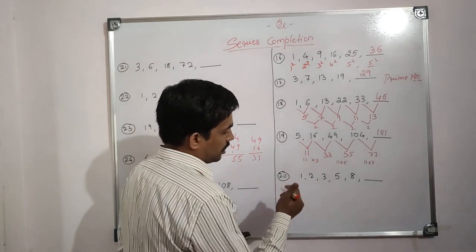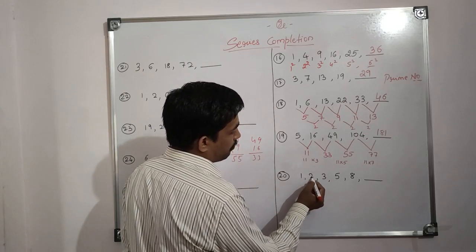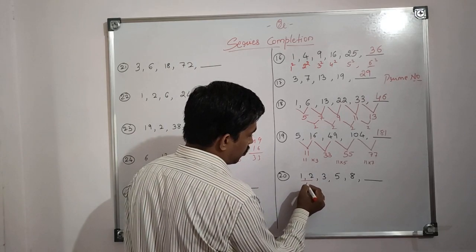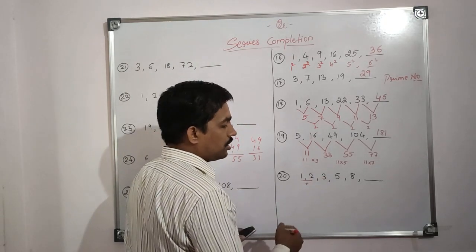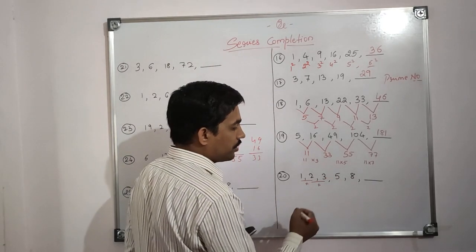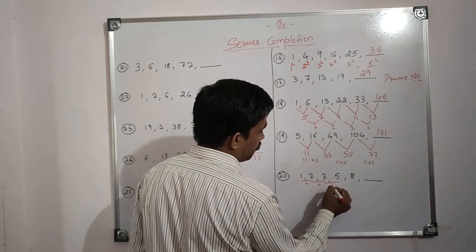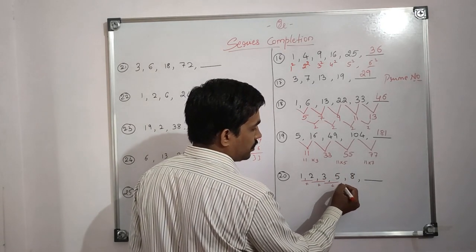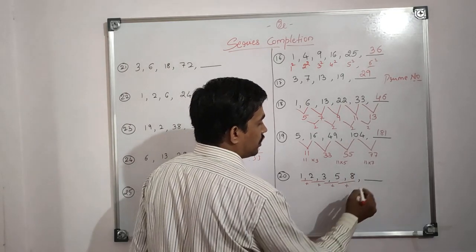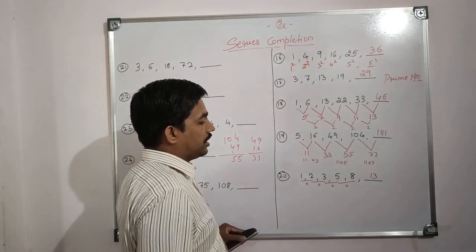Then see here, 1 plus 2, it is 3. The addition of these two numbers is 3. Then the addition of these two numbers will be 5. 2 plus 3, 5. 3 plus 5, 8. And then 5 plus 8 is 13. Your answer is 13.